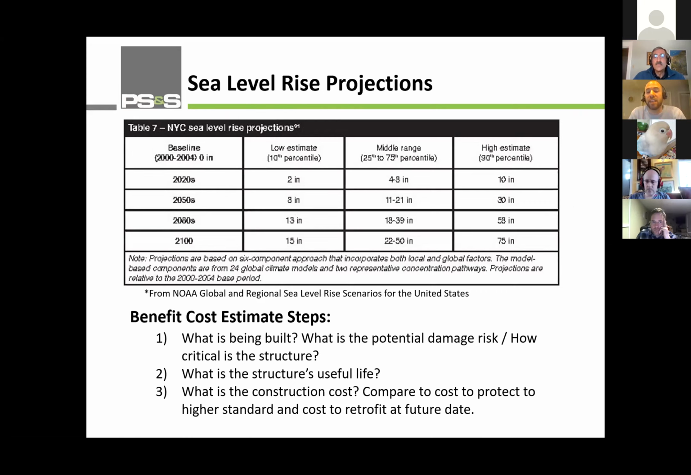So we were able to take this data and see how we can apply it to create a benefit cost analysis for our client, so that they can make a more informed decision and figure out what options they have. The different questions we asked in order to prepare this are, first of all, what's being built? How critical is it? How costly would it be if it were to fail? The second thing is, what's the useful life of what's being designed? And the third thing is, what's the actual construction cost, to be able to compare raising it to a higher elevation to what it would be to just meet the bare minimum.